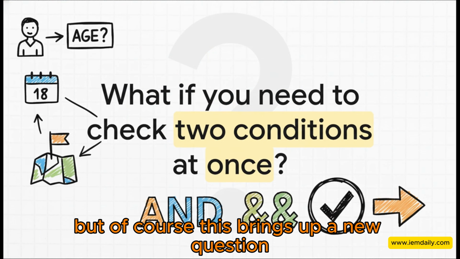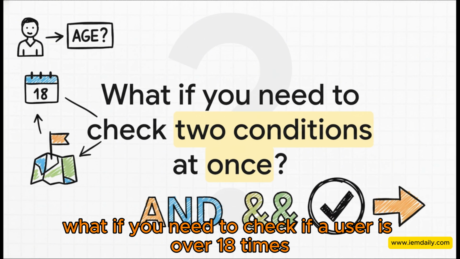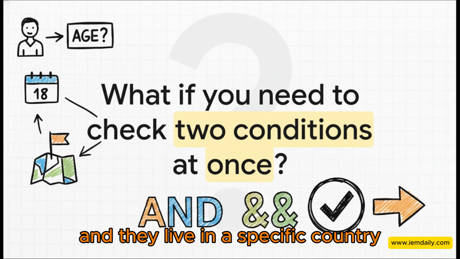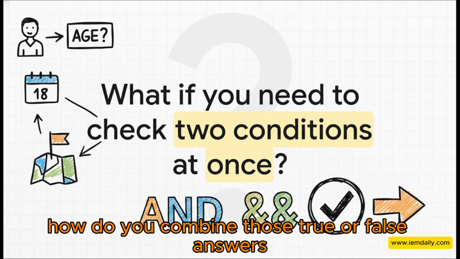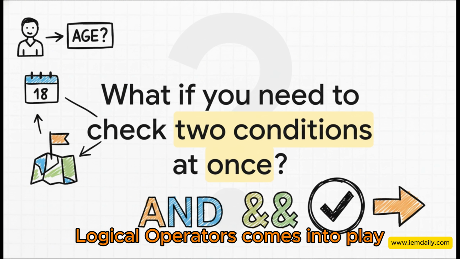But of course, this brings up a new question. What happens when one comparison isn't enough? What if you need to check if a user is over 18 and they live in a specific country? How do you combine those true or false answers? Well, that's exactly where our next topic, logical operators, comes into play.